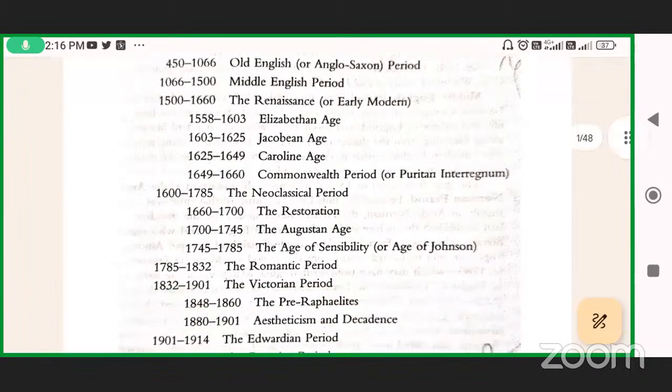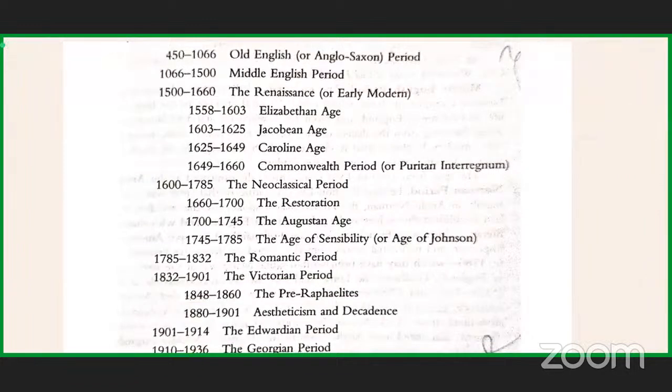Then we have 1649 to 1660, which was not ruled by any particular king or queen. This age was known as the Commonwealth period or Puritan interregnum, because this period of 10 or 15 years was actually ruled by Oliver Cromwell, who was a Puritan. And during this time, they beheaded Charles the First of England. After the death of that king, they had a rule of almost 11 years by the Commonwealth or Puritan period. Those people were too rigid. They didn't support any king. That's why they killed Charles the First.